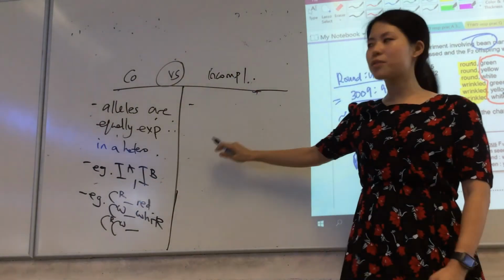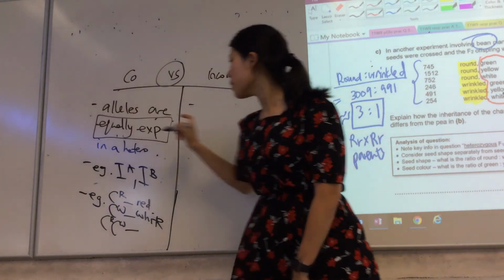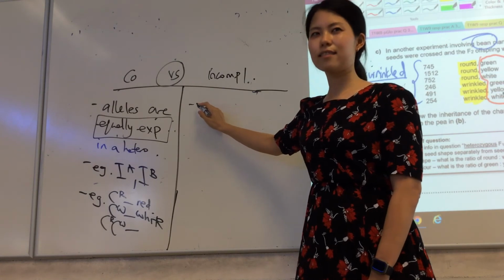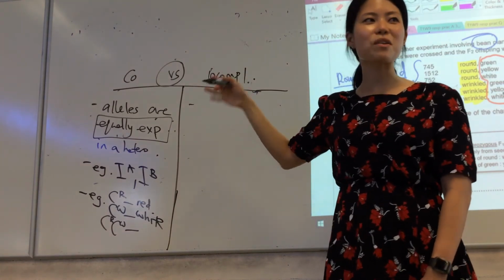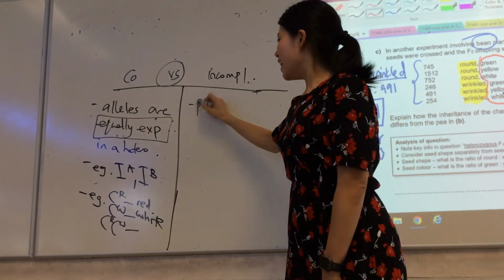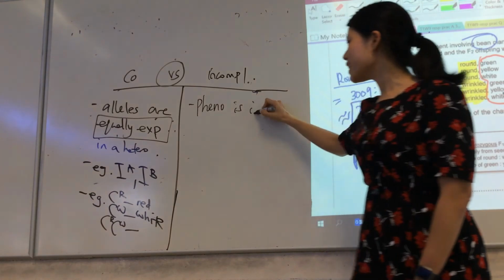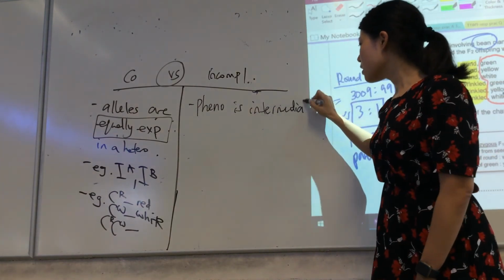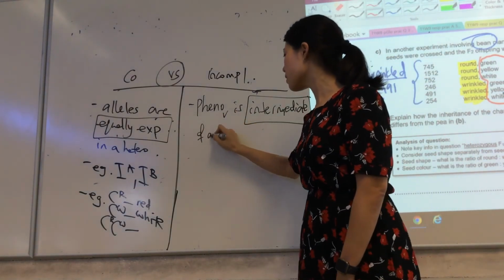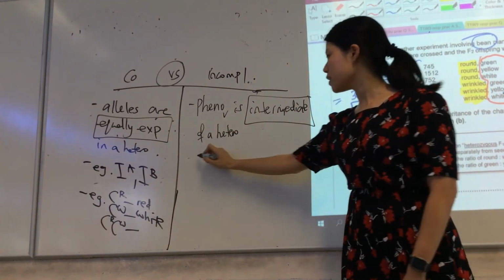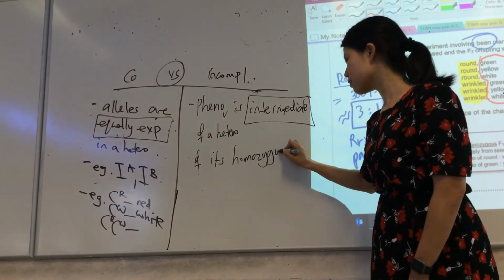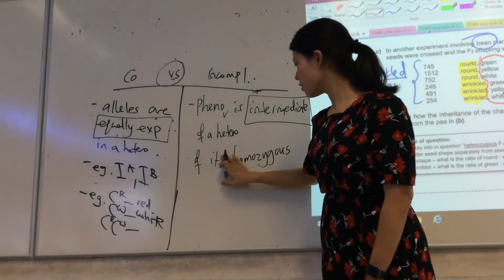For incomplete dominance, what is the difference? This one is equally expressed. How about this one? For example, you might expect green, but you get pale green. So what is the key word? The phenotype is partially expressed. The phenotype is intermediate. The word that I'm looking out for is intermediate. The phenotype of a heterozygote is intermediate of its homozygous parents, of the homozygotes.